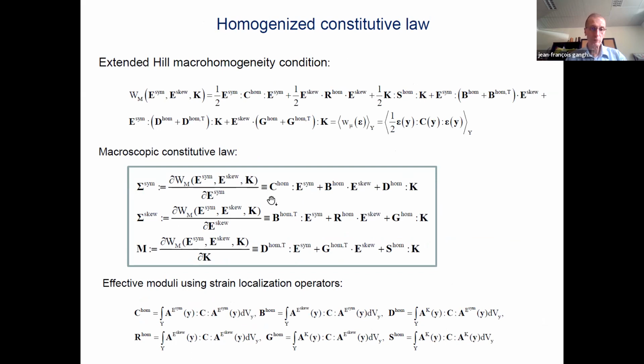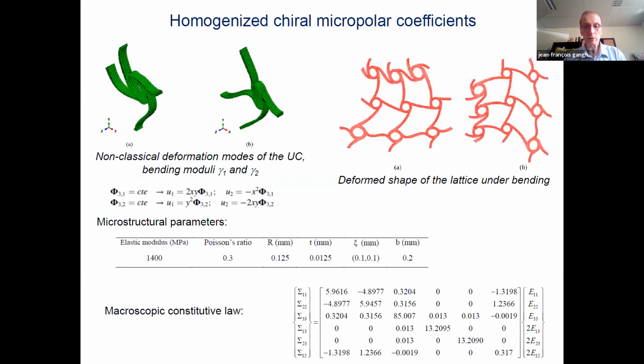This one, C-om, is of course for the Cauchy classical part, and S-om is the one relating the bending moment to the microcurvature. So we can compute all moduli. I will show you one example. The difficulty is to construct the displacement field, actually, which corresponds to a given mode of deformation.